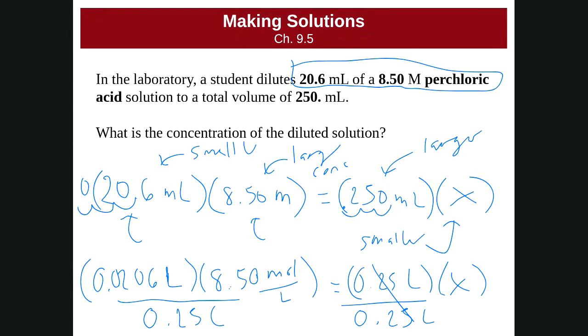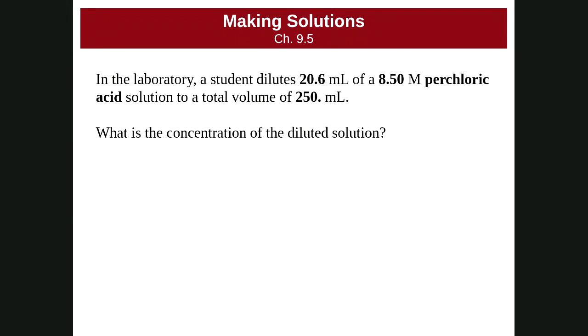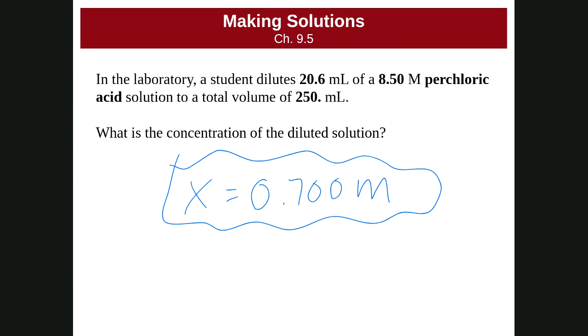So that's going to cancel out, and we're going to end up with a concentration of 0.700 molar of our perchloric acid solution. So it's a smaller concentration. It's diluted from our original 8.5 molar solution.